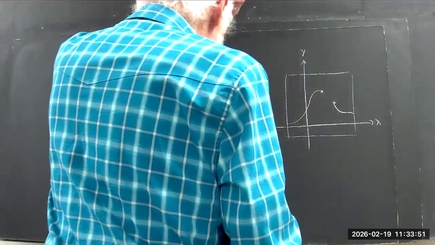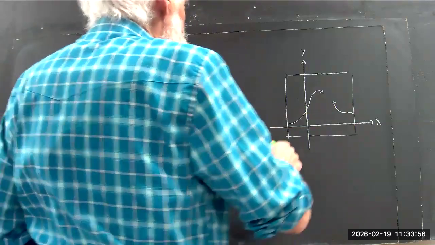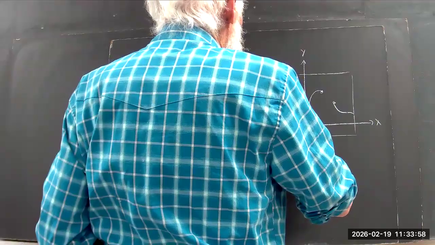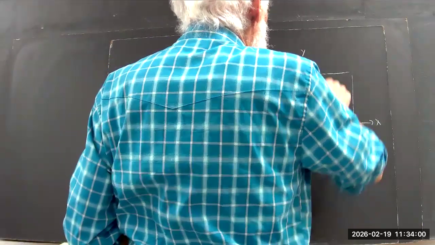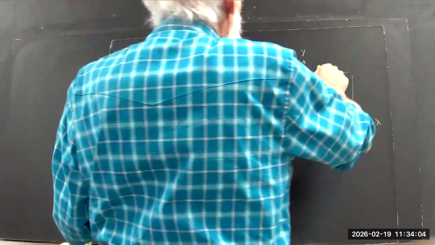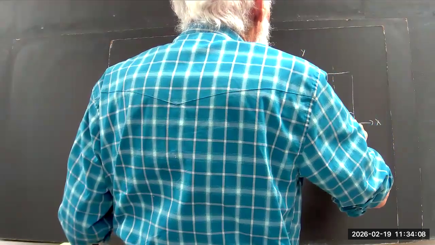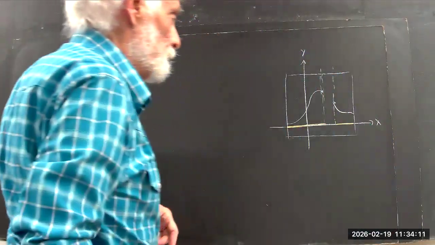The domain for this picture consists of all the X values from here to here. That's supposed to go through the point. And all the X values from here to here.